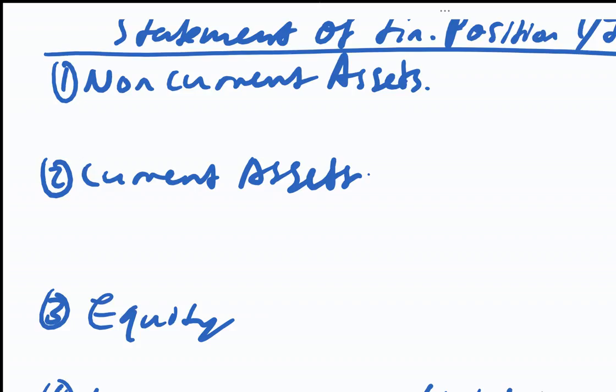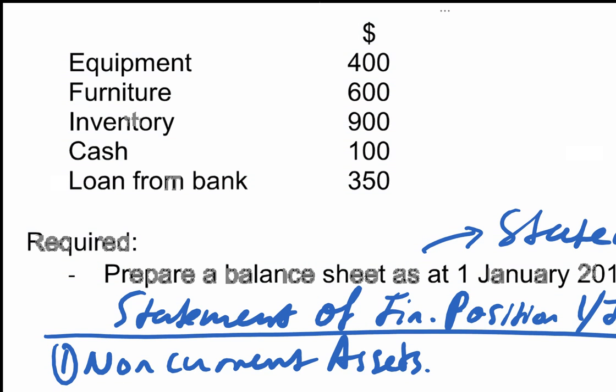Let's have a look at how we fill in the blanks. You could do it in what format? Two-column format. Okay, so start from the non-current assets. Now you have equipment and furniture. Now in practice, even in the exam, we add them up and classify them as property, plant and equipment. We actually group them together.